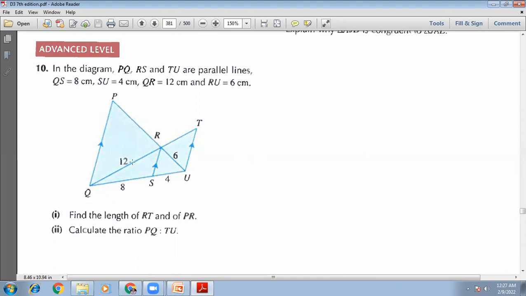If you look at this diagram, this small triangle and this big triangle, QRS and QTU, they will be similar to each other. So I can take the ratio. The small triangle, this side is 12. The big triangle, this side is 12 plus RT. And that will equal this side of the small triangle, that's 8, divided by this side of the big triangle, that will be 12. So let me show you. This is how you find RT.